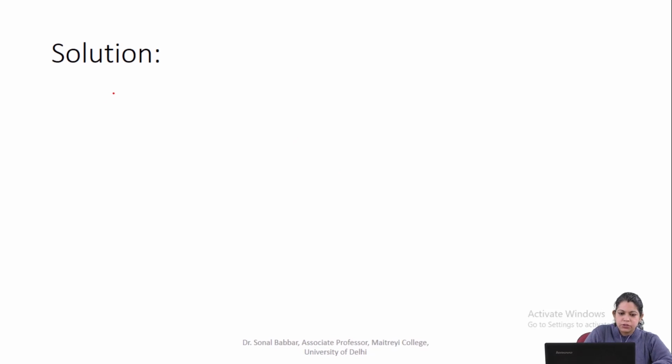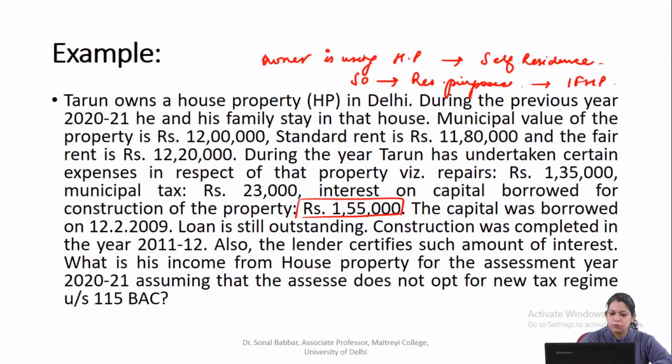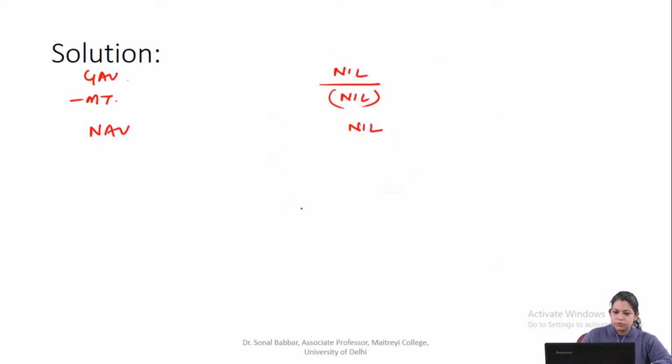Let us do the calculation. We know when the house is self-occupied for residential purposes by the owner, then NAV is nil. As a result, GAV will be nil and also municipal taxes will be nil. Although municipal taxes have been paid by him, amounting to rupees 23,000 given here in the question, we are not going to give any deduction for that. So NAV is nil, GAV nil, municipal taxes nil.